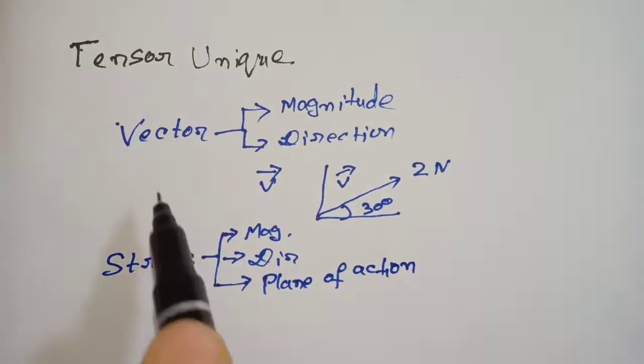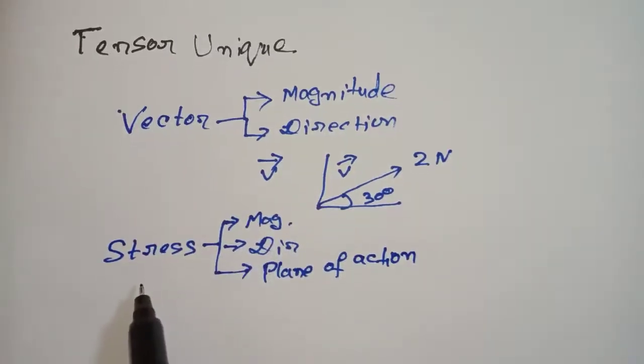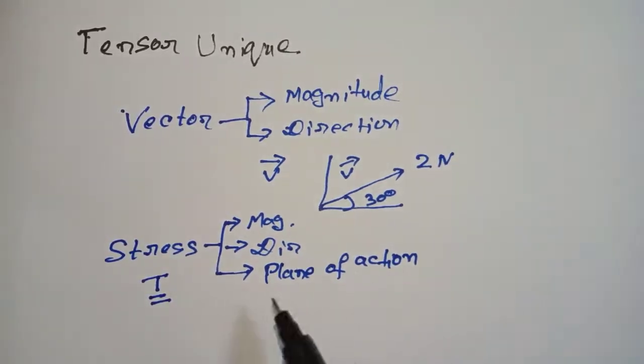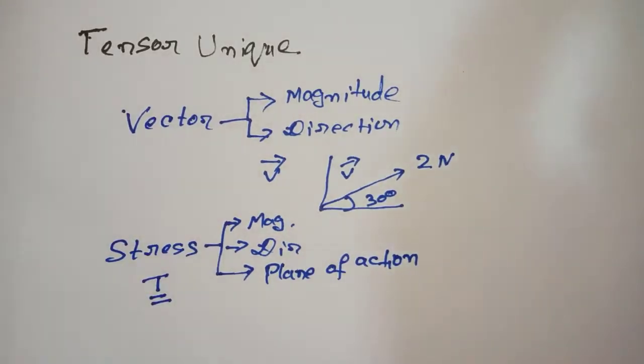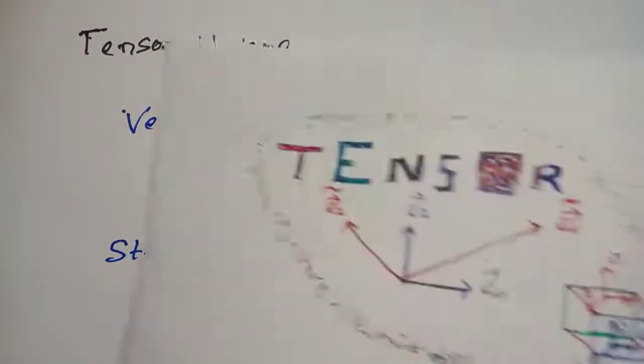So a vector cannot denote this. A stress tensor, denoted by T with a double line under it, will be able to denote the plane of action. What do we mean by plane of action? We noted it in the earlier video, but I would still like to show you a picture.